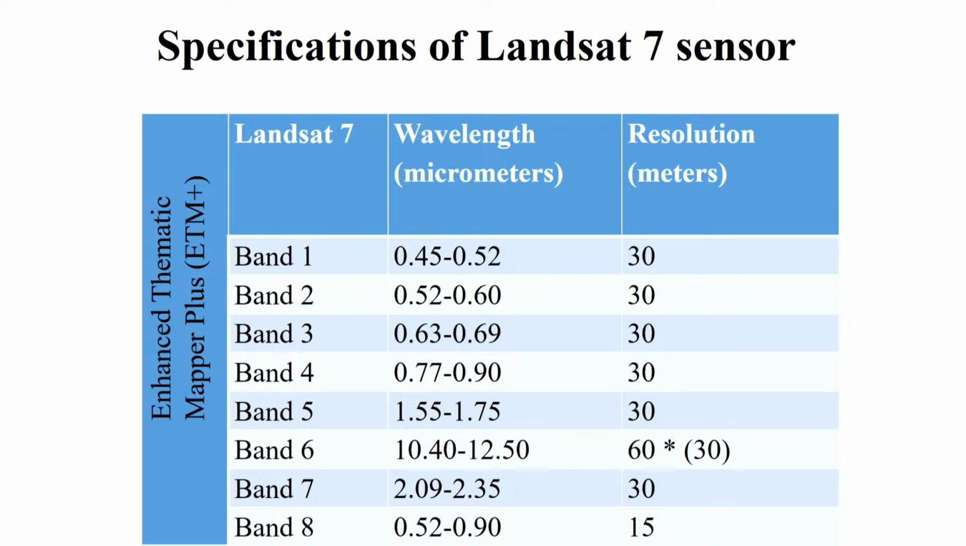Now we are coming to Landsat 7, that is the Enhanced Thematic Mapper Plus, ETM Plus. Here again, if you compare with Landsat TM, the spatial resolution is higher, because here you see a 60 meter spatial resolution for the thermal band, and this is resampled to 30 meter pixel size. And band number 8 is the panchromatic band, in which we get a high spatial resolution of 15 meter.